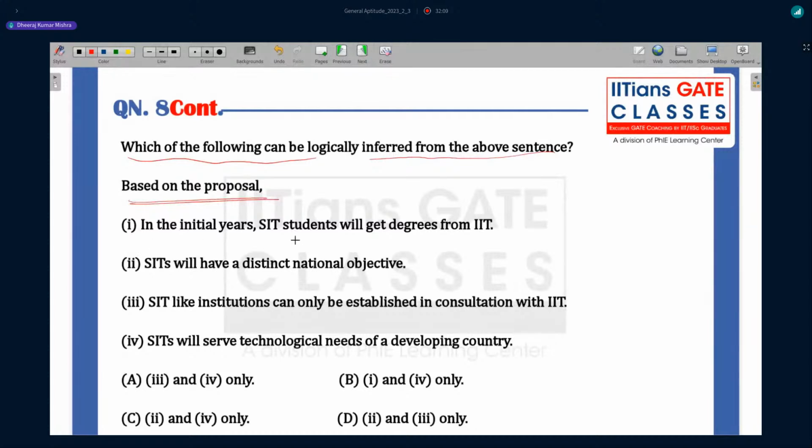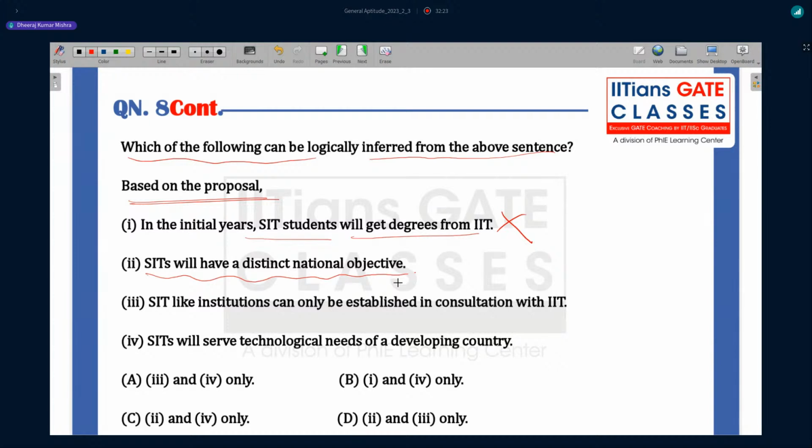In the initial year, SIT students will get a degree from IIT. Do you think the first option is like this? Is the first statement correct? No, this is not correct. Okay, yeah, SIT will have distinct national objective. Again, SIT will have distinct national objective.